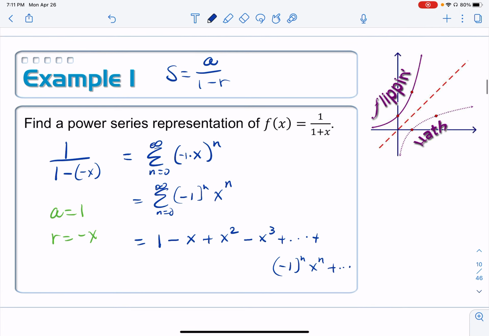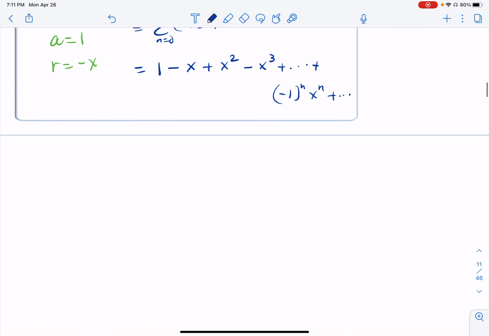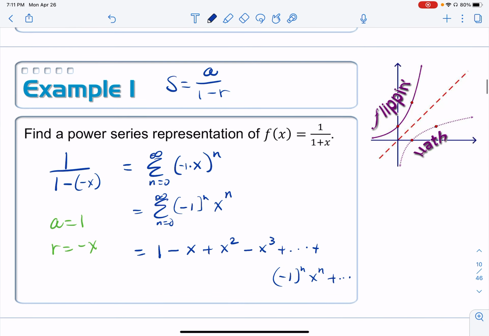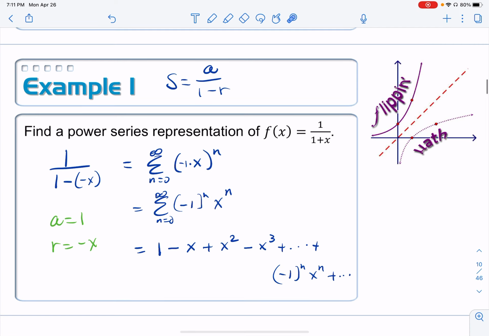All right, so there's how we represent a function as a power series. But, you know, again, this was one that seemed like we could make this formula fit.